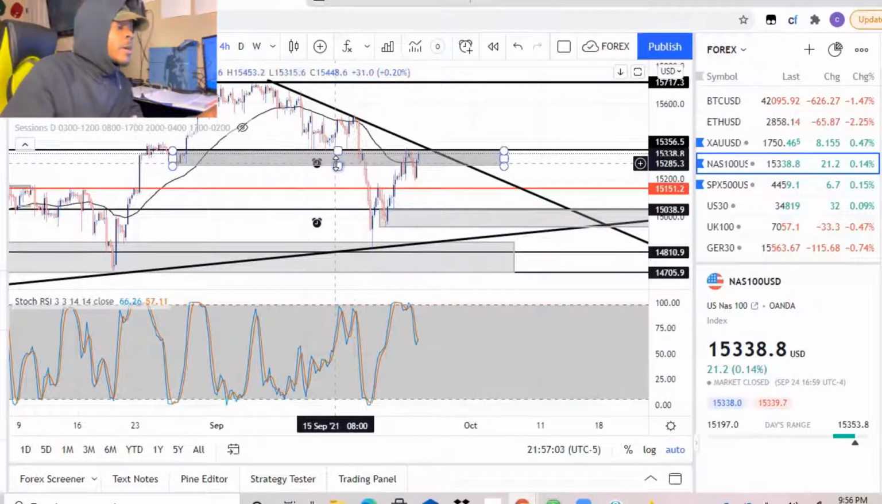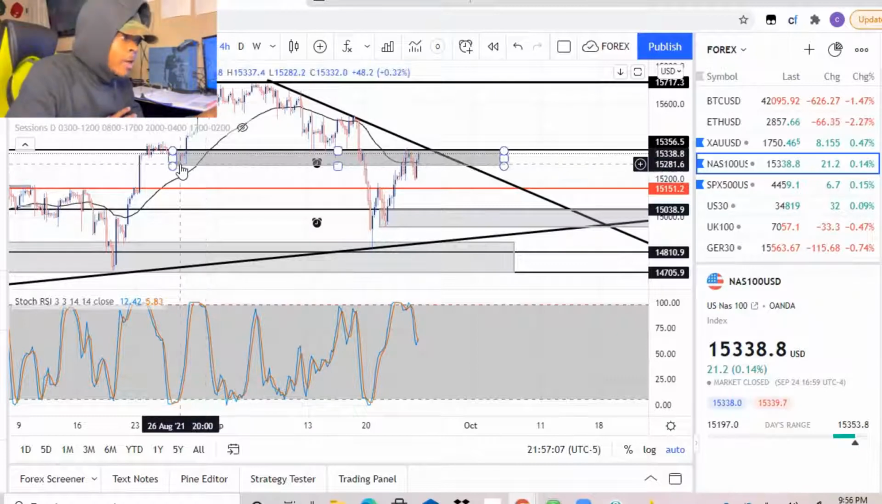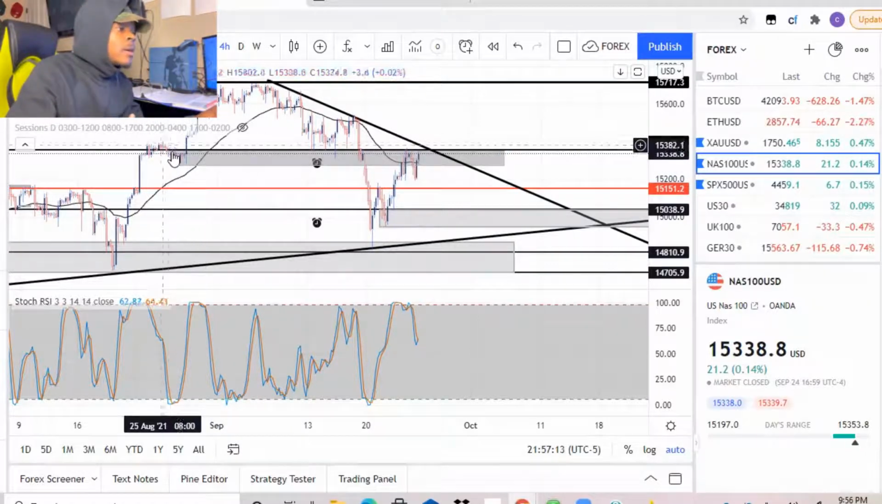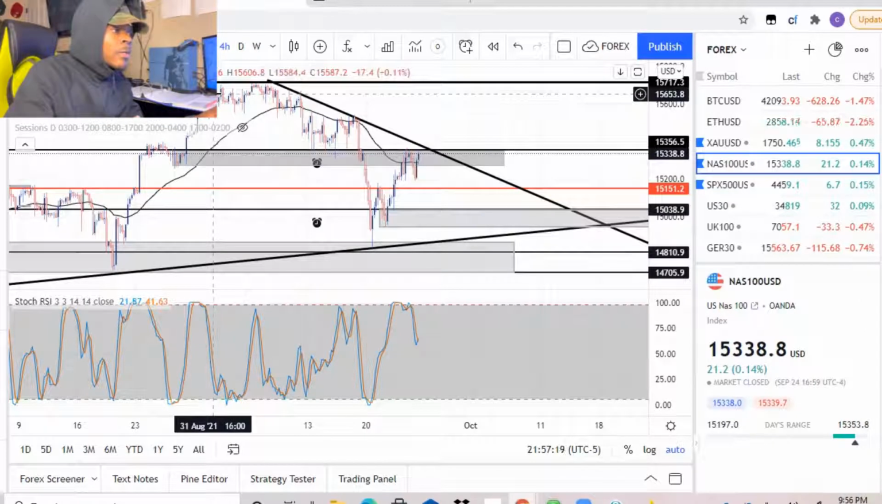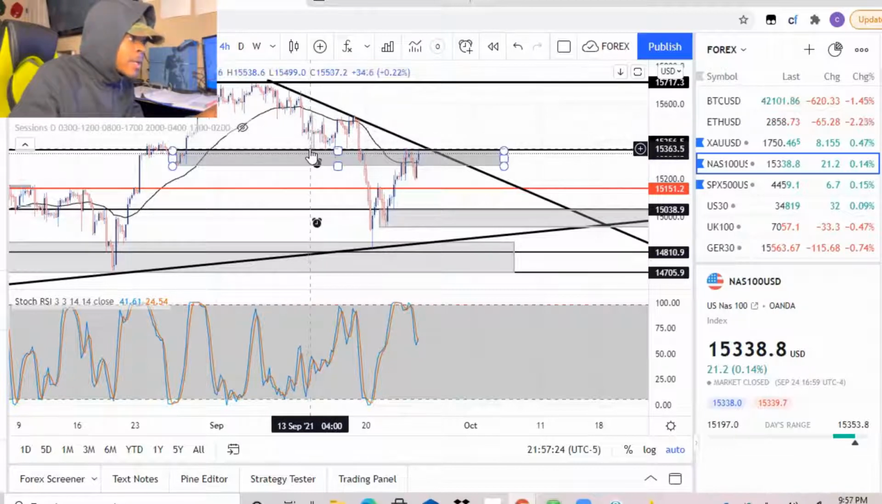So the reason that I marked this up is, well, let me go all the way back. Right here, it was originally my demand. So when it came right here, this is where buyers took control and drove the market up, right? This is where the market drove up. As you guys can see, it came down and retouched 3 times, and then the market bought up some more.